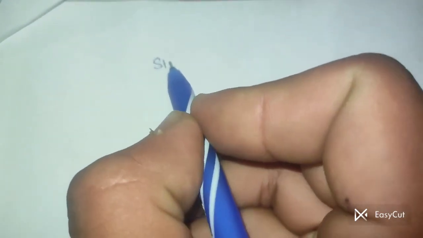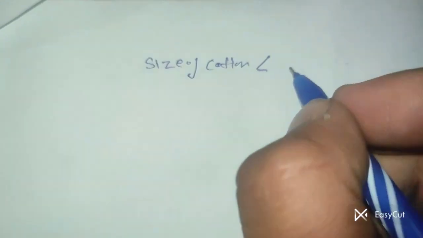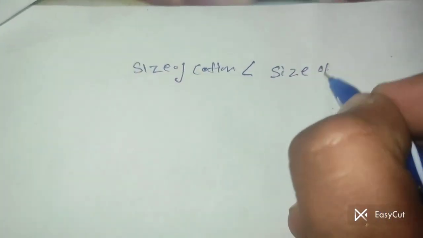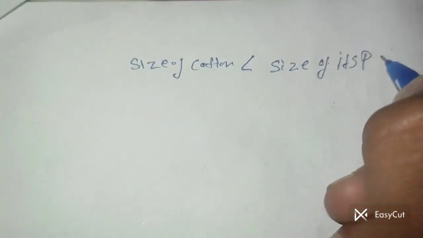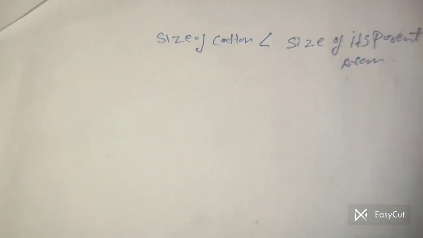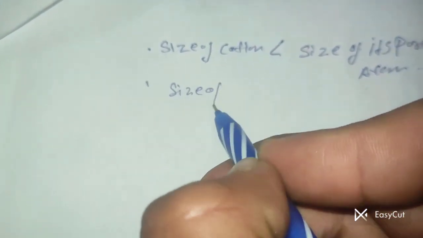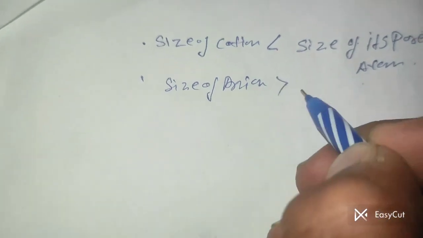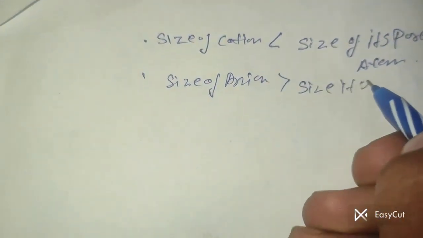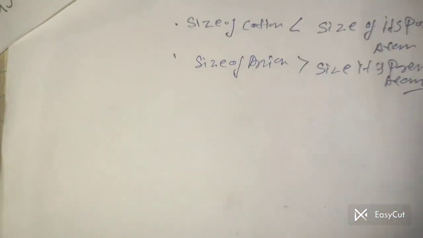In the previous video we talked about Slater's rule. Now we discuss why the size of a cation is less than the size of its parent atom. Can anyone give a reason? Again, the second question is why the size of an anion is greater than the size of its parent atom. Can anyone give the reason?